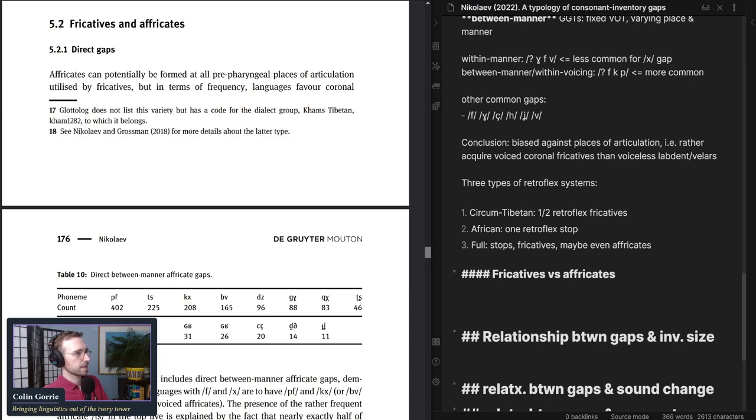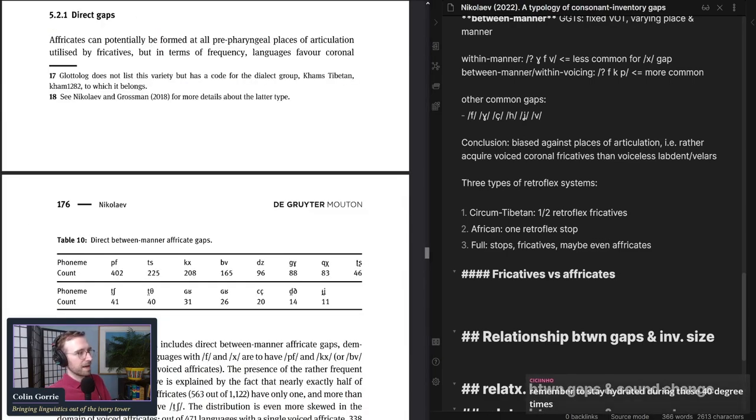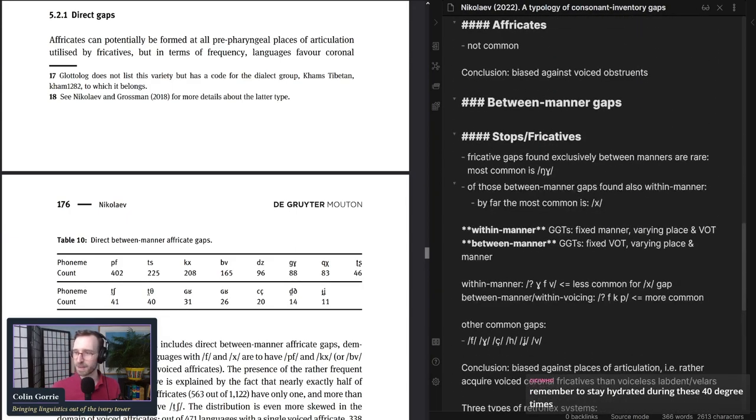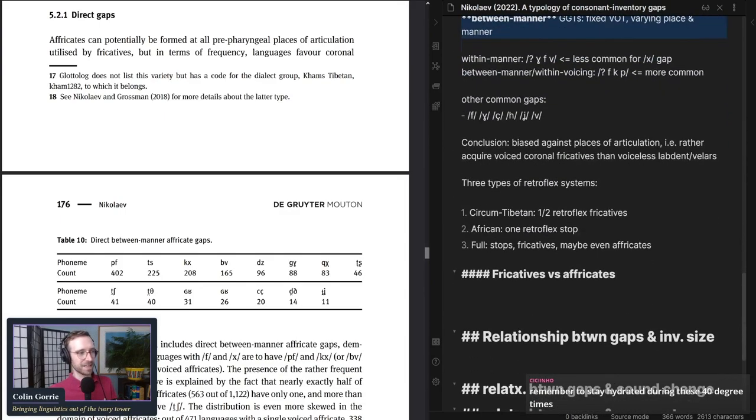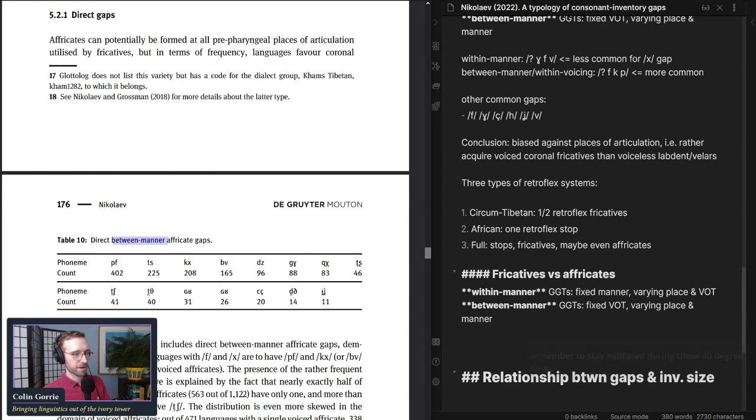Fricatives and affricates. All right, so direct between manner affricate gaps. Here's that terminology coming again. So I'm going to copy down our definition. Between manner affricate gaps. These are fixed voicing, varying place and manner. It's where you have a fricative and an affricate in two places. So say you have s, f, and you also have ts, but you don't have pf. That's what this is telling us.